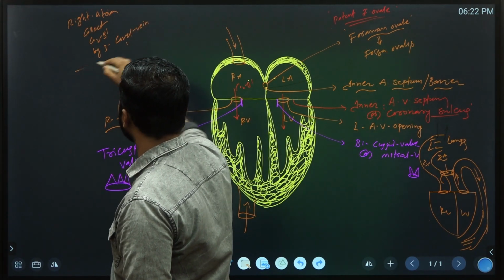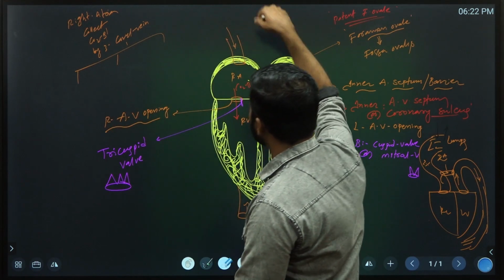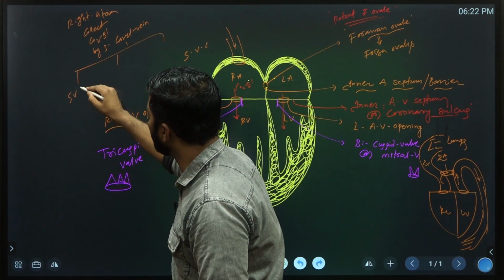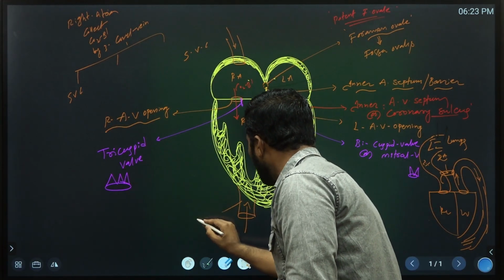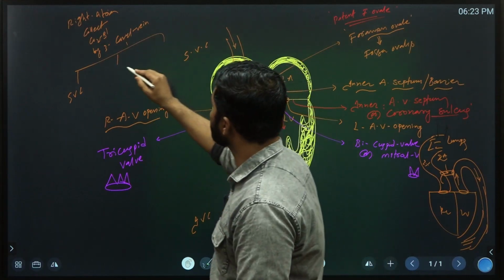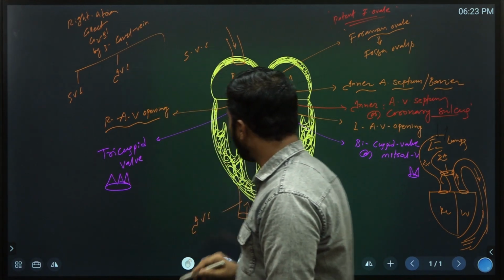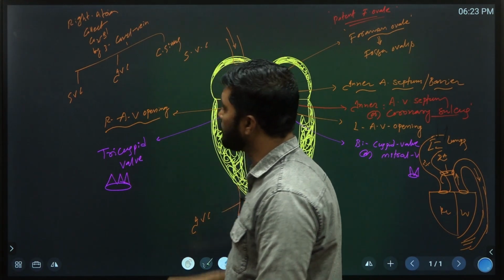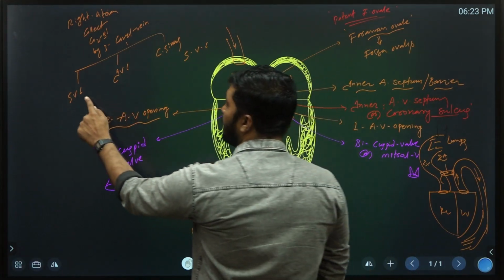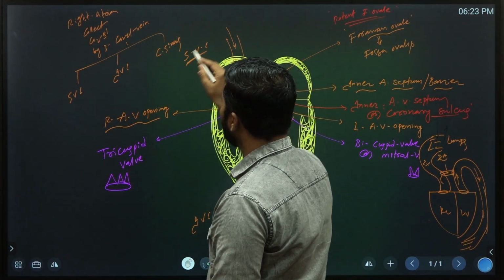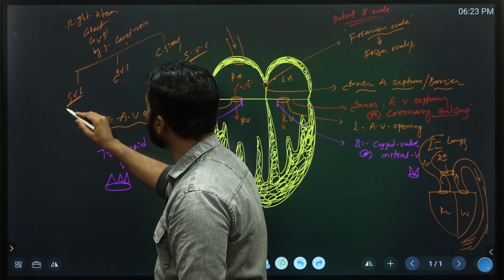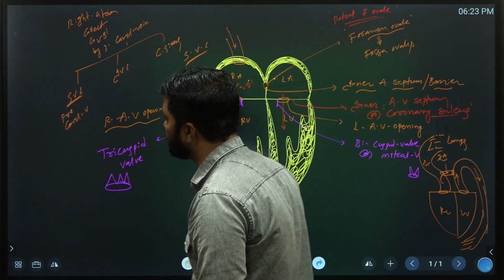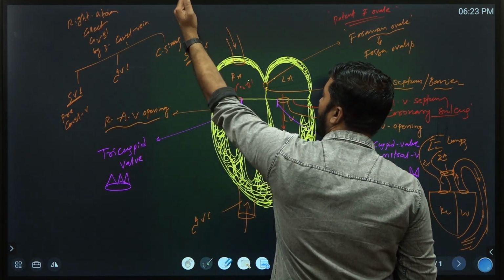Now we go to the three caval veins. This is the superior vena cava, this is the inferior vena cava, and the one more is the coronary sinus. Total three caval veins. The superior vena cava is also called the precaval vein. It collects deoxygenated blood from upper body parts.